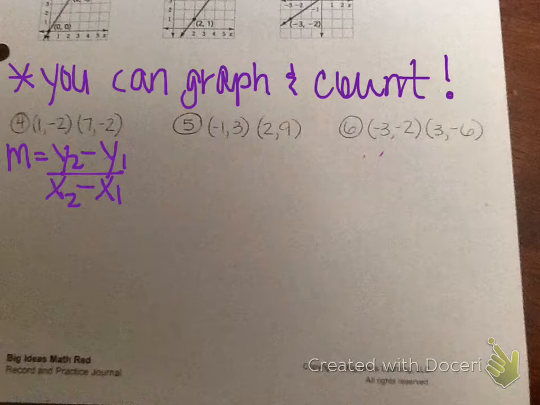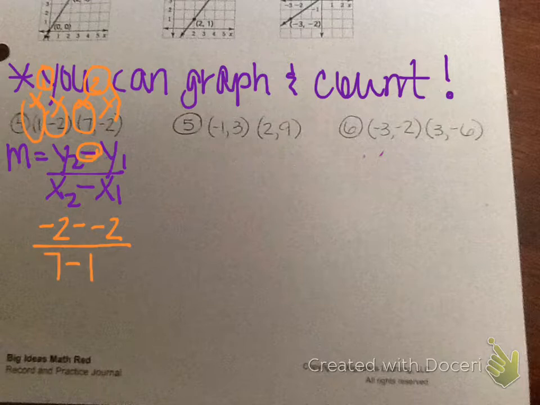And the way that these labels work is that each coordinate pair is an x value and a y value. And I just call these first ones the 1s and the second group the 2s. So y2 is -2 minus, make sure you get this minus sign in here. y1 is also -2. x2 is 7 minus x1 is 1.